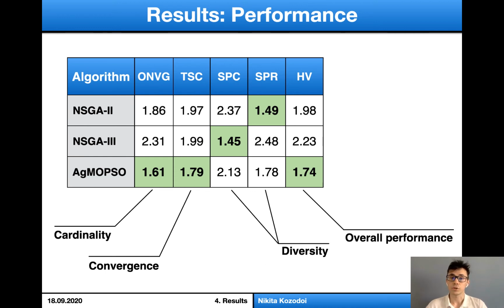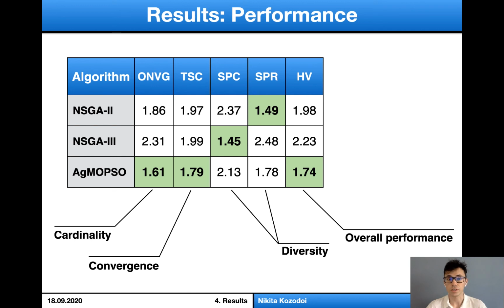We measure performance in terms of 5 statistical metrics that are popular in multi-criteria optimization. I will not go into much detail describing each of these metrics. As you can see on the slide, they refer to different aspects of the outputted Pareto frontiers, like cardinality or diversity. As you can see from the table, AgMOPSO performs best in 3 indicators: hypervolume, which reflects the area covered by the Pareto frontier; cardinality, which refers to the number of solutions on the frontier; and convergence, which indicates the degree to which the Pareto frontier approximates the theoretical true frontier.